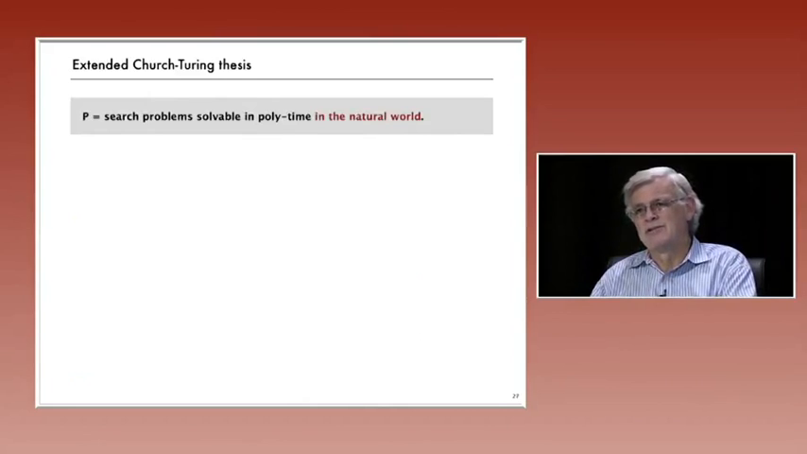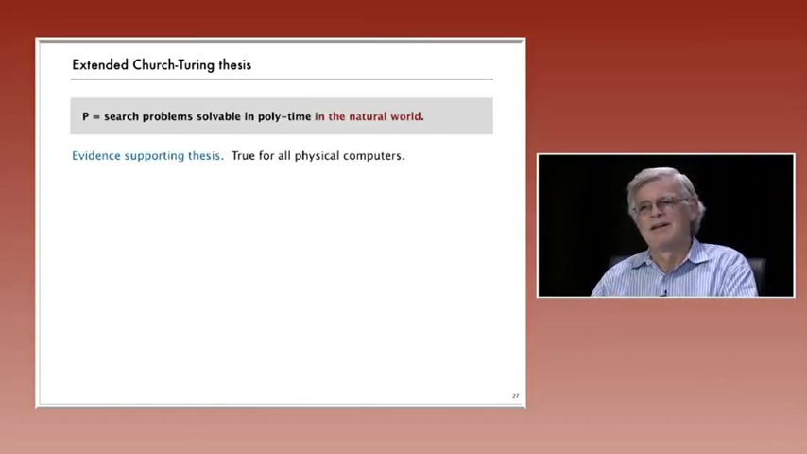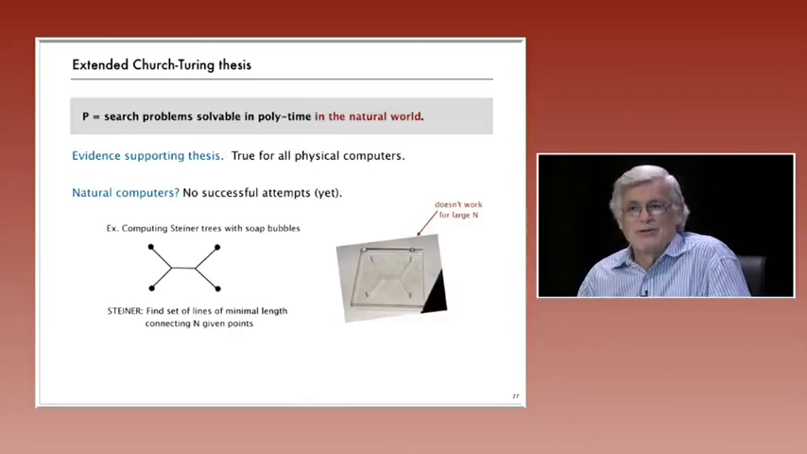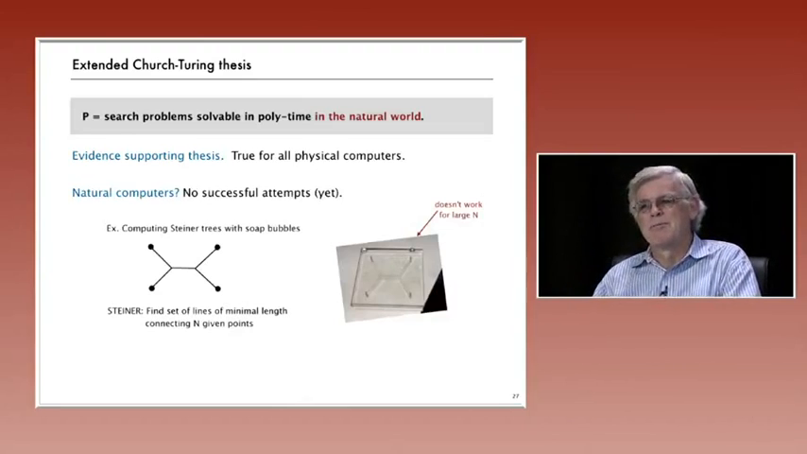So what we are led to immediately is what's called the extended Church-Turing thesis. That's the idea that P is the class of problems that we're ever going to be able to solve in the natural world. And again, the evidence supporting the thesis is that all the computers that we know about, we can simulate them in polynomial time. People have wondered, and still wonder, is it possible that there are computers out there that work differently or more efficiently than the computers that we've built?